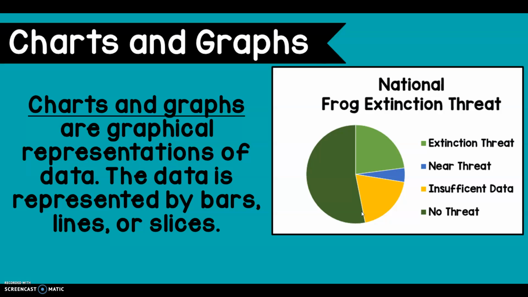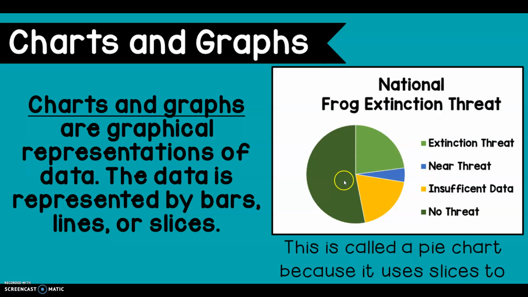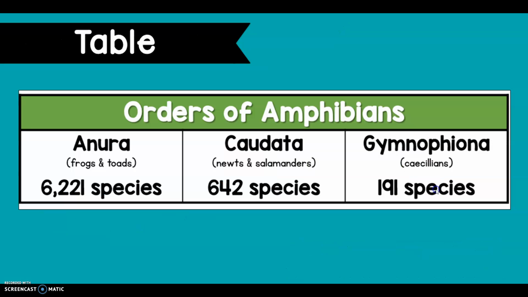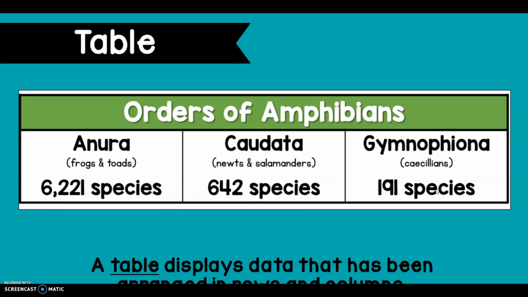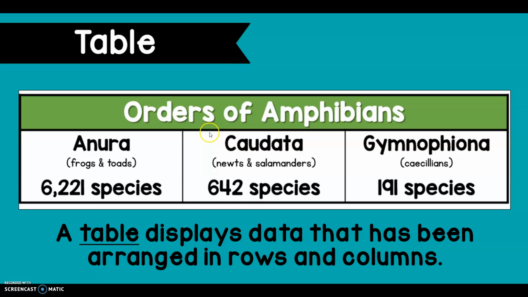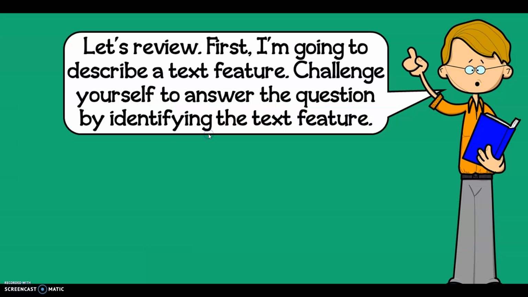You have charts and graphs. Charts and graphs are graphical representations of data. The data is represented by bars, lines, or slices. In this case, you have a pie chart because it utilizes slices to represent specific data. You also have what are called tables. Tables display data that has been arranged in rows and columns.